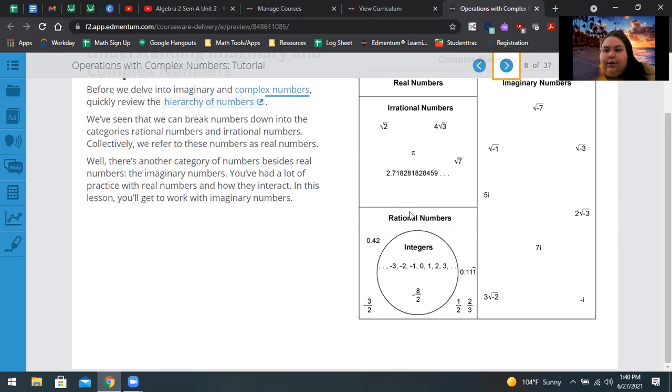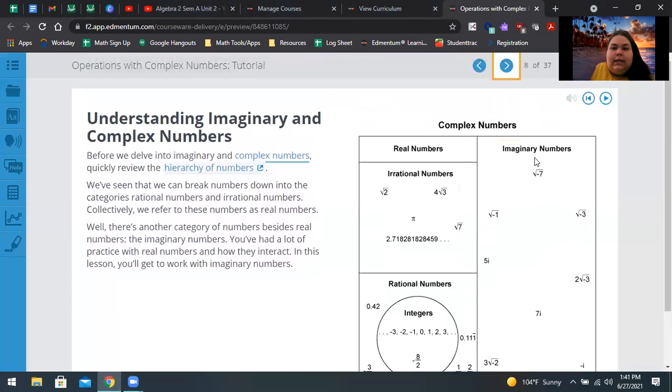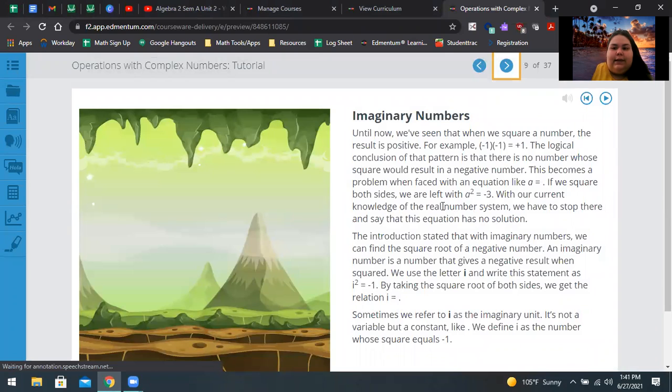Now, imaginary numbers come from a negative number that's inside the square root, or as you can see here, you have 5i, 7i, and negative i, which will represent that negative inside the square root. So let's go ahead and take a look at that more on slide 9.